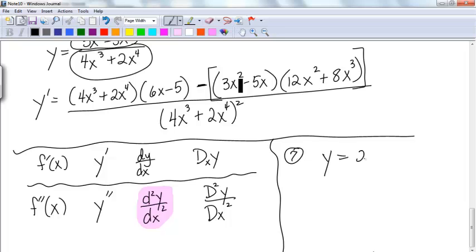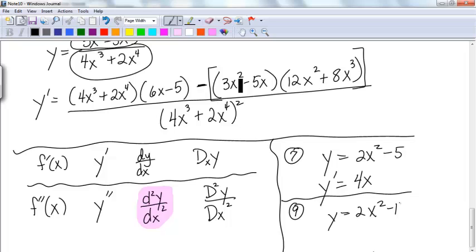Y equals 2x squared minus 5. Now do the derivative. What's the derivative of that? 4x. Isn't that what you got by doing it the long way? Now you're going to be able to know what the derivative should be. This is the shortcut. Like on number 9. Number 9 was y equals 2x squared minus 13x plus 5. What's the derivative? What's y prime? 4x minus 13. Boy, isn't that much easier?